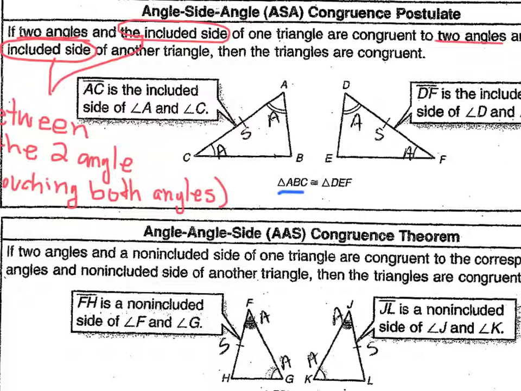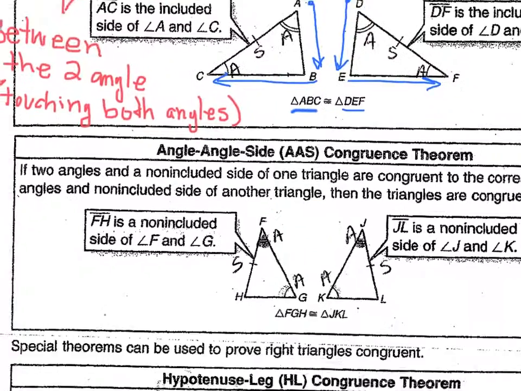So if I follow the order, ABC starts at A, goes through B, stops at C. So A corresponds to D, so I have to start at D. B corresponds to E, so I have to come this way. And then C corresponds to F, I have to go that way. So it should be triangle DEF, and that's what is given on the right side. Any questions about angle, side, angle? So far so good? Okay, so now let's move on to the 4th one.